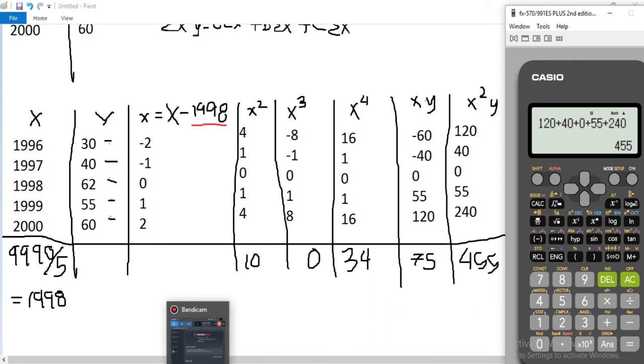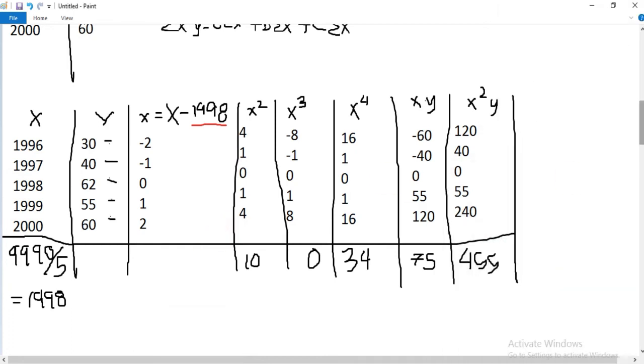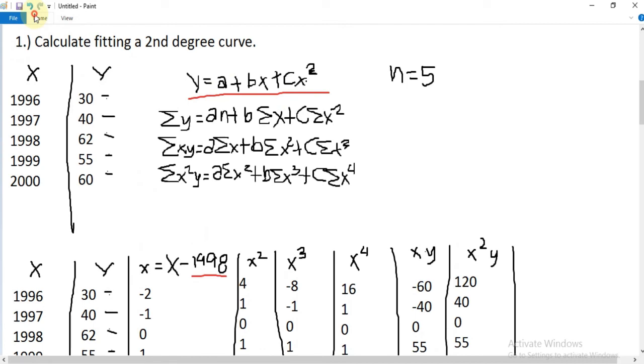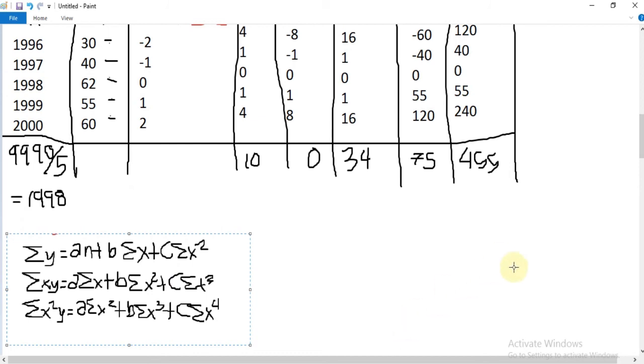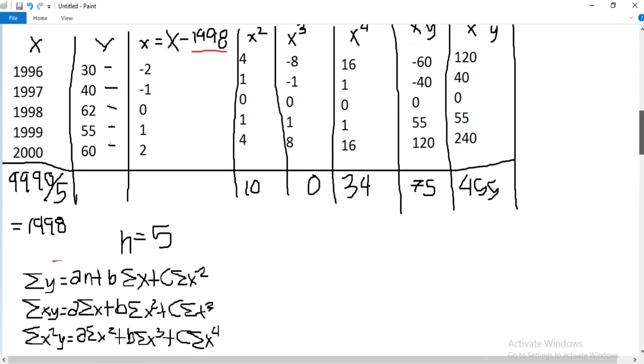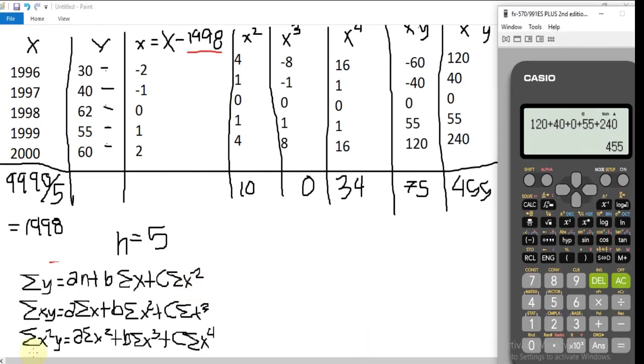Now copy your inputted values below and insert the values. Don't forget n equals 5. Sorry, I forgot a value, so let's input y as well. The sum of y is 30 plus 40 plus 62 plus 55 plus 60, which is 247.